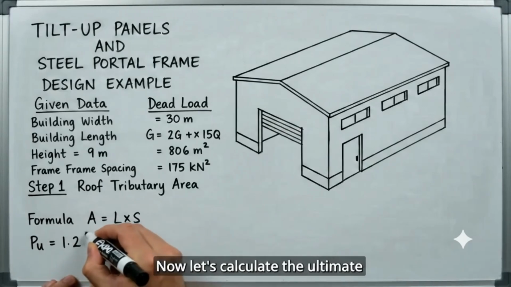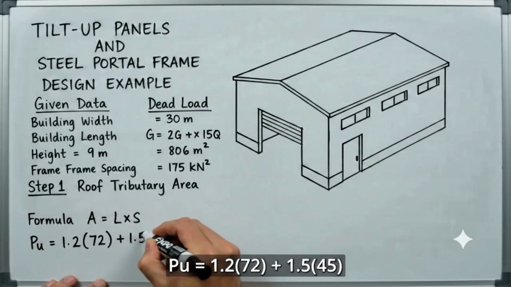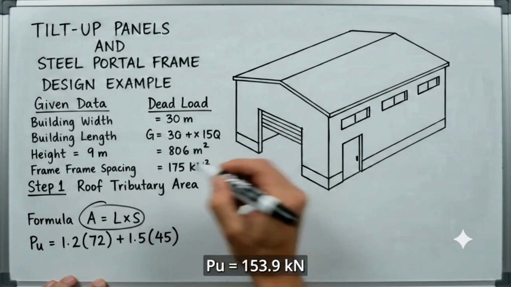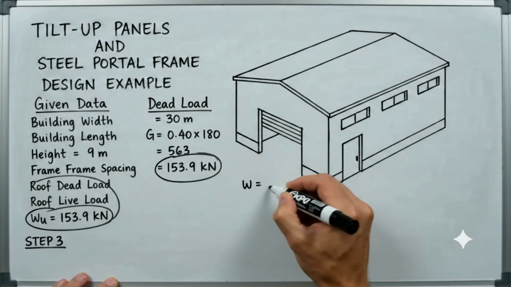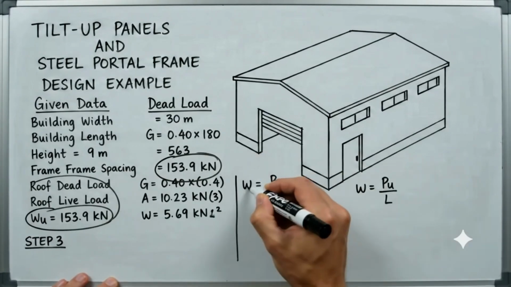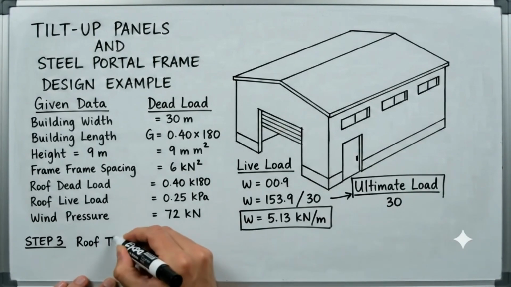Now let's calculate the ultimate design load acting on the portal frame. Substitute the dead load and live load values. The ultimate load becomes... Next, convert this total load into a uniformly distributed load over a 30-meter span.